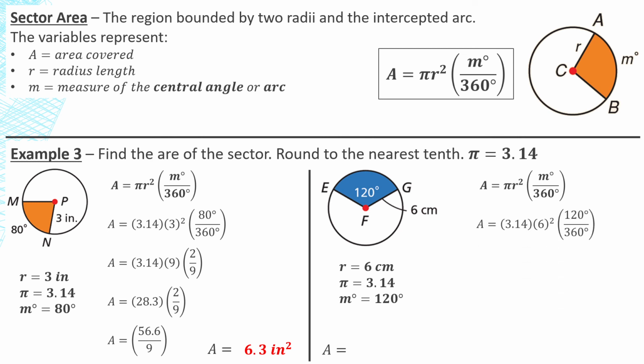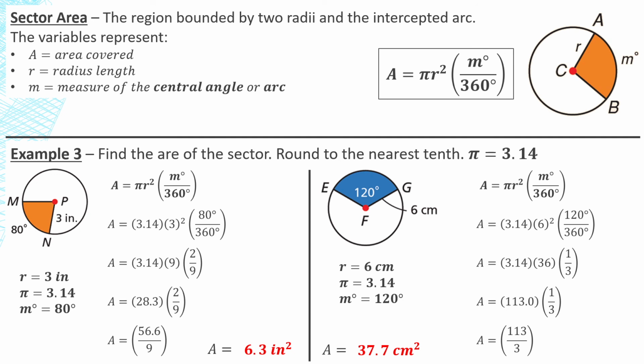So substituting. Pi 3.14, the radius is 6, and the central angle, or arc measure, 120. 6 squared is 36. 120 over 360 reduces to 1/3. 3.14 times 36 is 113. Multiplying by 1/3 is the same as dividing by 3, so you should get 37.7. You have to round, but that's what you end up with.